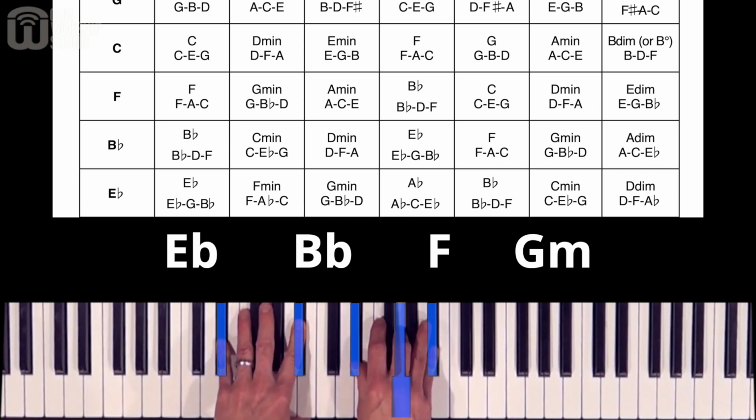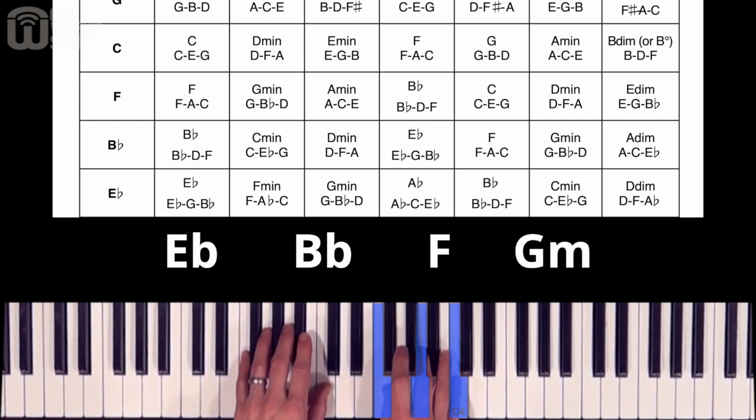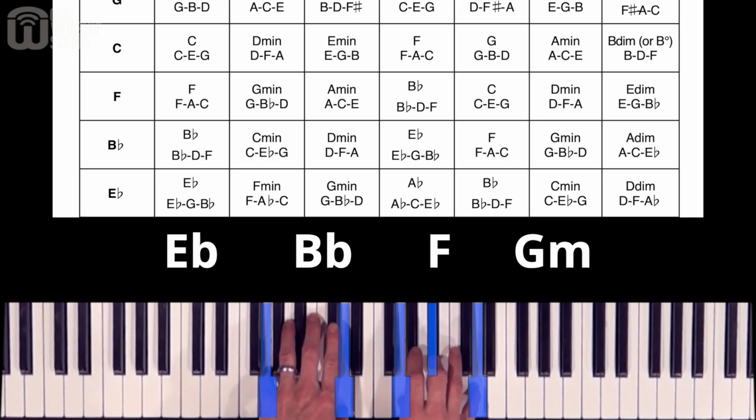That E flat is actually the 4 chord. So this one starts on the 4 chord, then it goes to the 1 chord, then that F is the 5 chord, and then of course G minor is the minor 6.